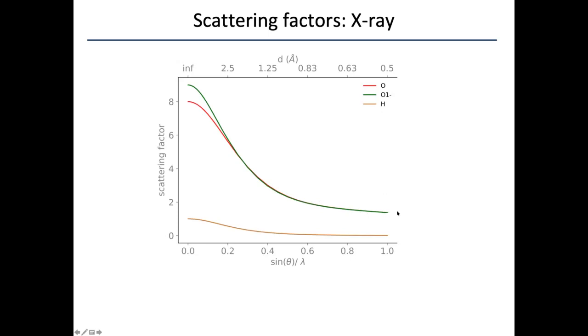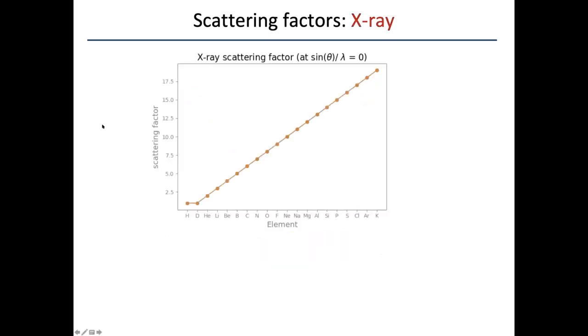So we can also look at the scattering factors for more elements. So here in this plot, I have the scattering factor as a function of the element at 0 scattering angle. So it basically corresponds to the atomic number. And unsurprisingly, this will increase for the elements. And I also want to point out that for the different isotopes, the scattering factor is identical because it doesn't care about the number of neutrons in the nucleus.